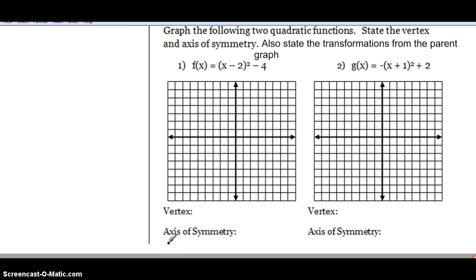So go ahead and pause the video and graph these two using your knowledge of the transformations and write in answers to these 3 questions.